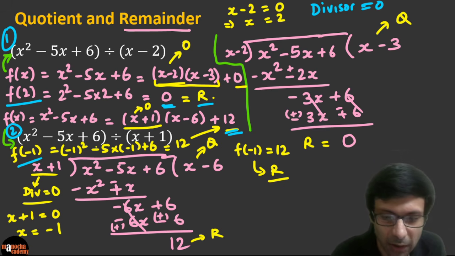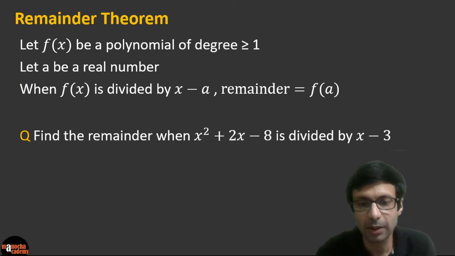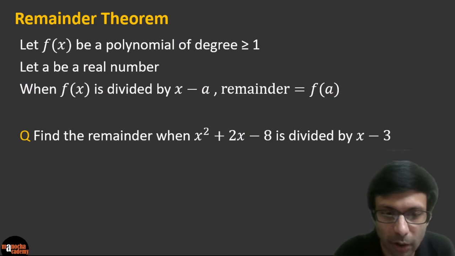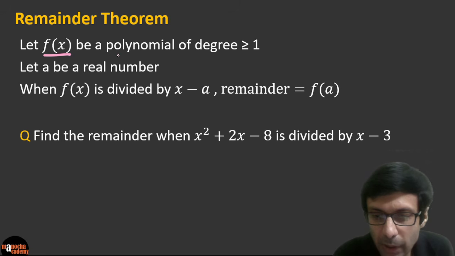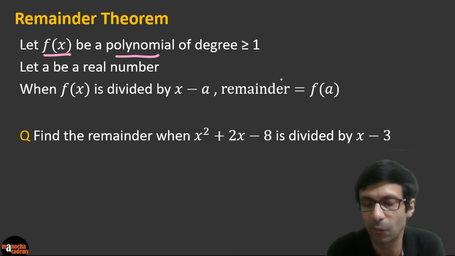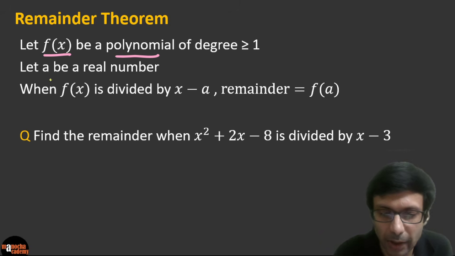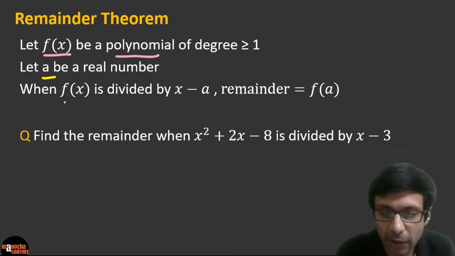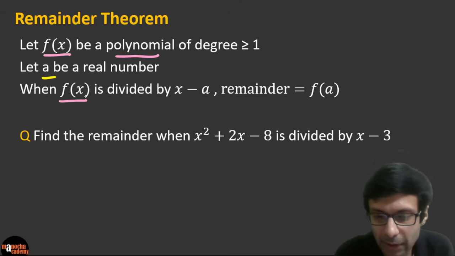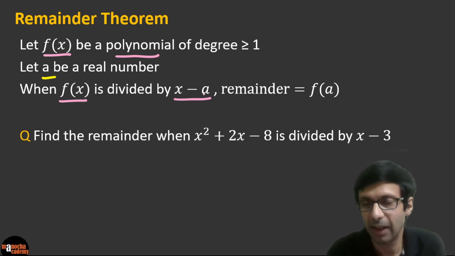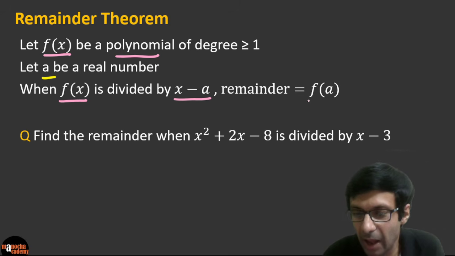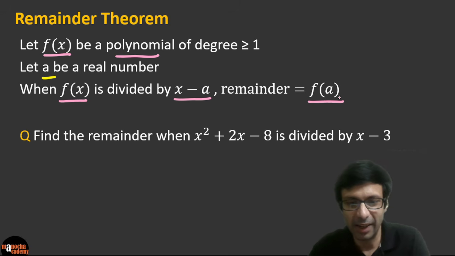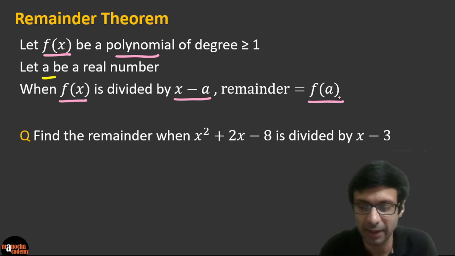So take a look here, guys. What does the remainder theorem say? That if you take any polynomial, whether it's p of x or f of x, so let f of x be a polynomial of degree greater than 1 and a be a real number, okay? So a is a real number. Then when you're dividing the polynomial f of x by x minus a, the remainder is going to be f of a, okay? So let's connect this with our previous division so that you guys understand it.